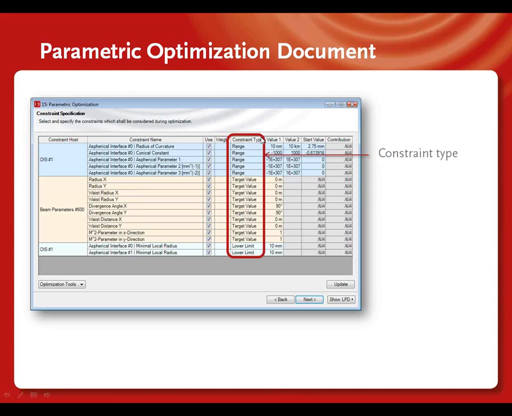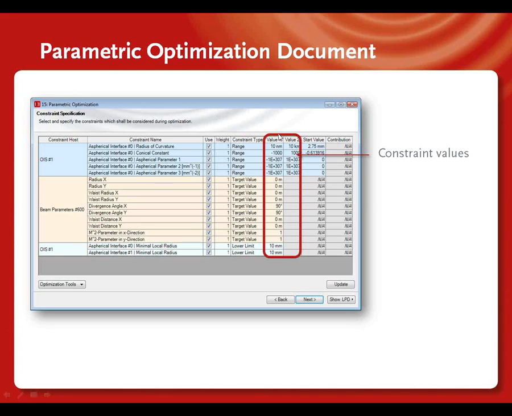Then we have a column that is called constraint type, and here you can select between these different constraints that are available here. You can select range, that means you have a minimum upper and a lower limit, but you can also set just a lower or just an upper limit. And you can define, as you can see this here for the merit functions, a target value. For example here, for our beam parameters for the radius in x direction, you can define a target value of 0. That means actually VirtualLab would try to minimize the beam diameter.